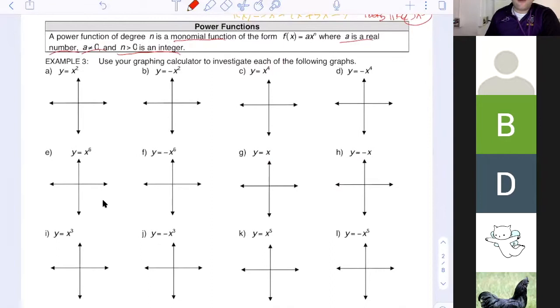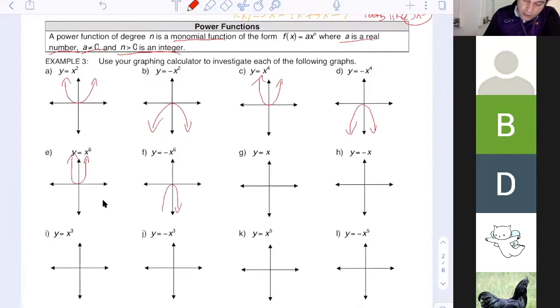And really the only pattern is that as the exponent gets larger, the graph gets tighter and tighter, or narrower and narrower, okay? So x squared kind of looks like this. We know that. Negative x squared, x to the 4th, a little narrower. Negative x to the 4th. X to the 6th is even narrower.